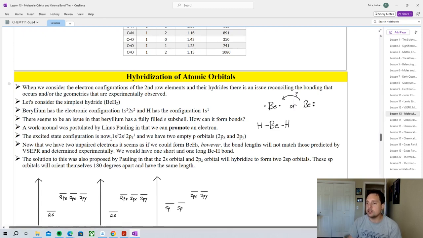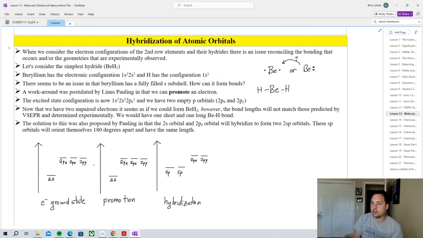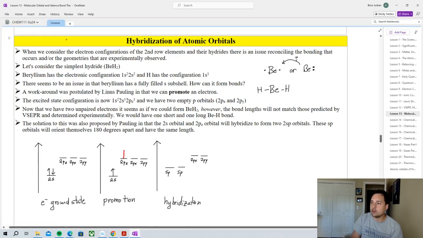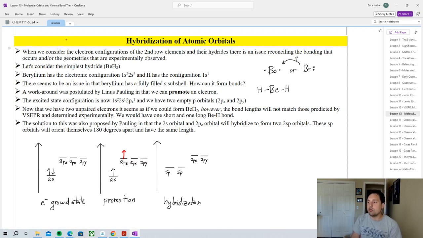So let's look at the electronic ground state of beryllium. So beryllium has 2 electrons. So the electron ground state is this. What we need to do is promote one of those electrons. So this one here in red is promoted. And then at that point, we have 2 orbitals that have unpaired electrons, and those electrons can go combine with hydrogen 1s atomic orbitals to form a localized bond orbital.